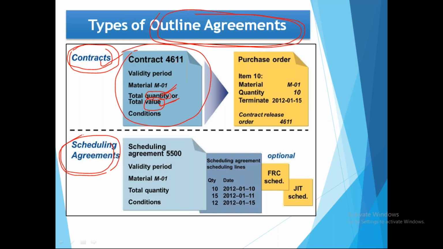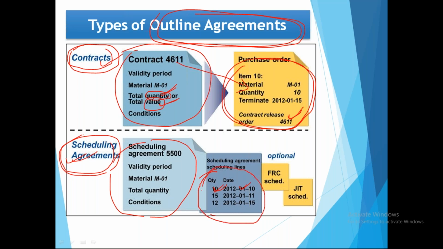Now using these contracts, you will be creating the purchase orders, which are called contract release orders. Another one is scheduling agreement. Here in the scheduling agreement, you already have with your vendor on which date, how much quantity he has to supply. That information, that data also you can maintain in the scheduling agreement. We will see these two, contracts and scheduling agreement.